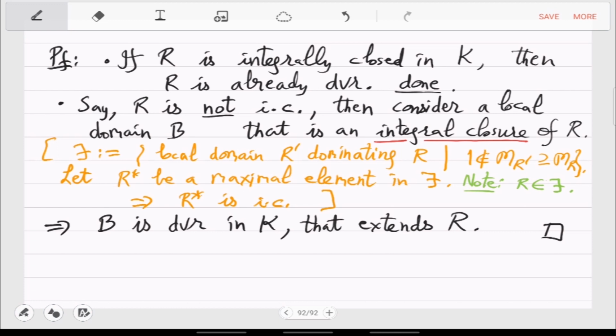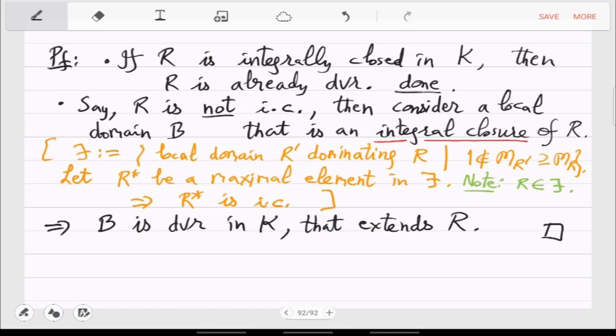So some people actually use this also as a definition of DVR. It's the maximal dominating local domain. But we have started with a different definition. These things are all equivalent. Maximal dominating, integral closure, valuation, DVR, all these four things are equivalent. So you have seen all the proofs now.